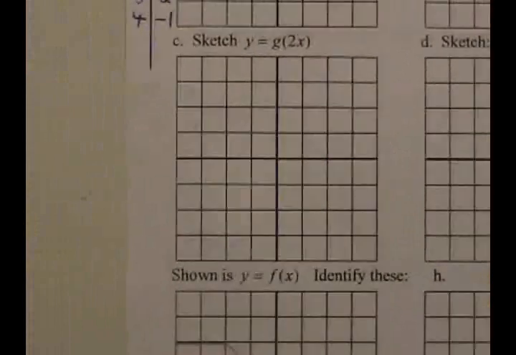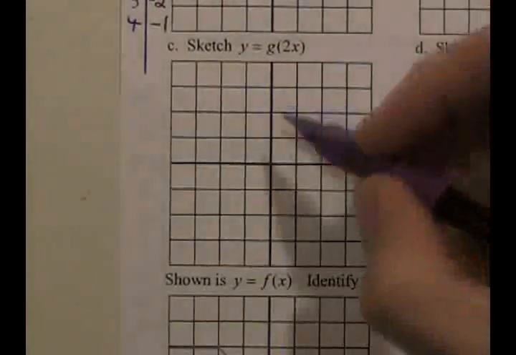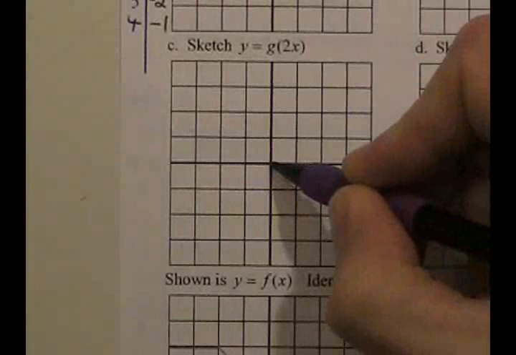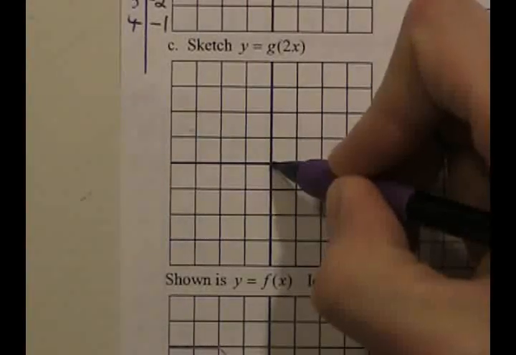Let's do this one. Start it up again. Plug in 0. 2 times 0 is 0, and G of 0 is 1.